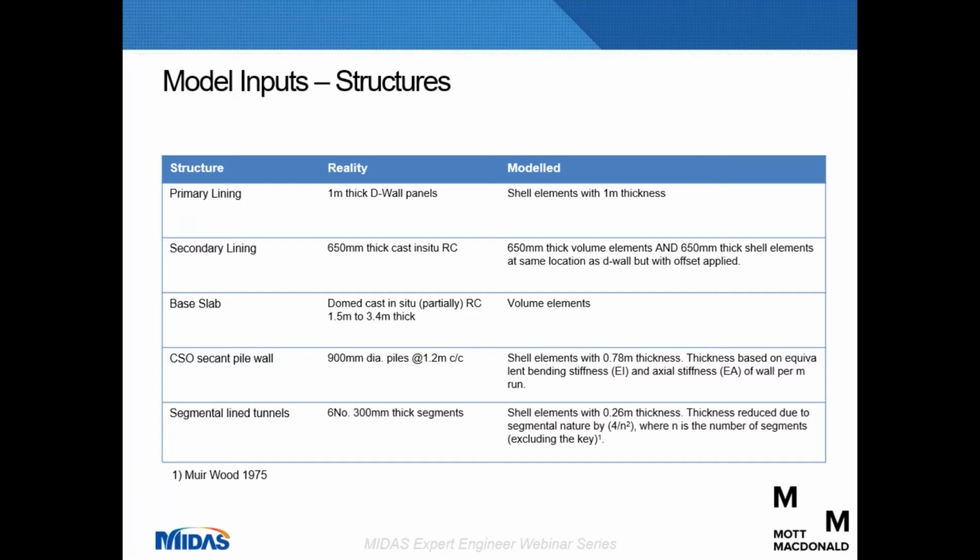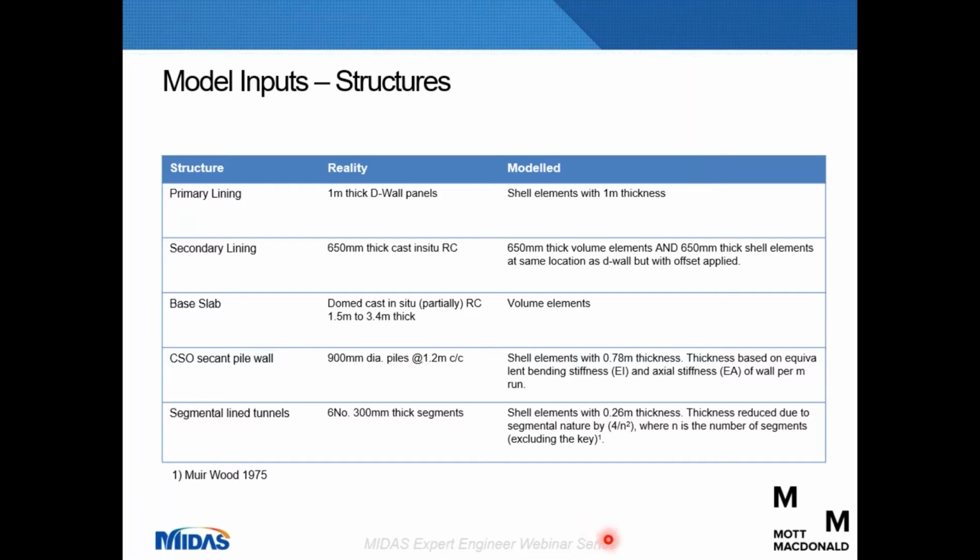and also the reduced thickness of the shell elements applied for the segmental tunnel was due to its segmental nature. But the choice of this thickness, because it's not the primary objective of the model, doesn't have a big impact on the forces in the diaphragm wall, so isn't actually critical.